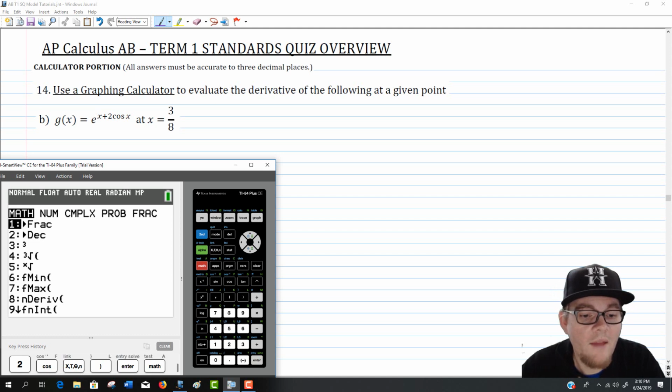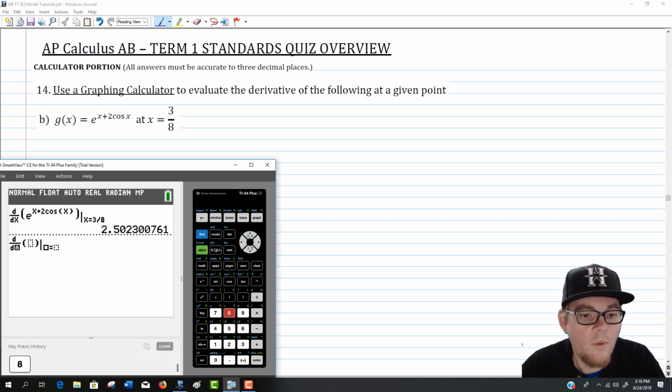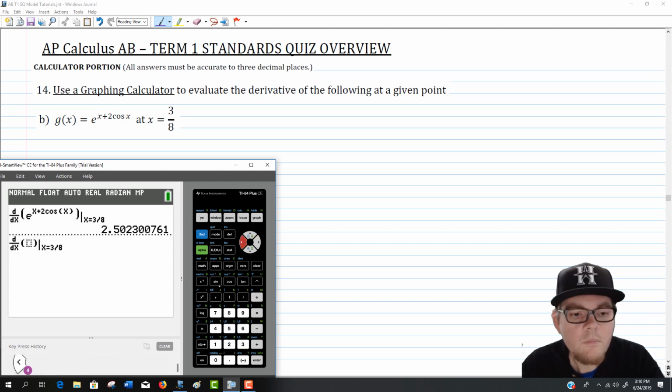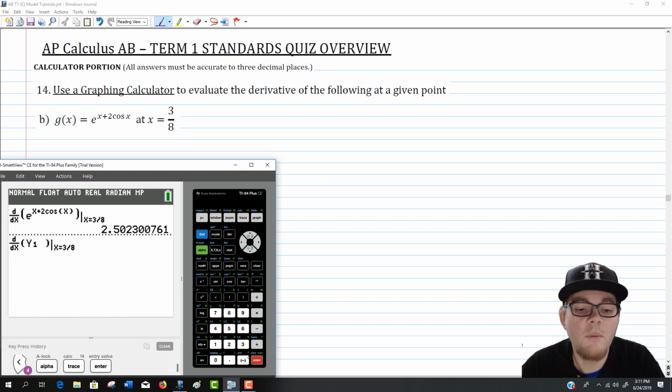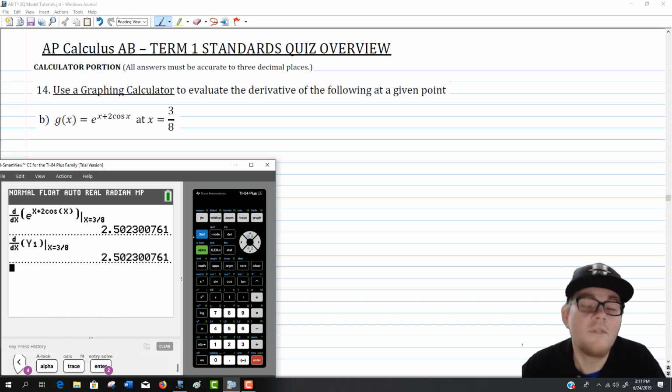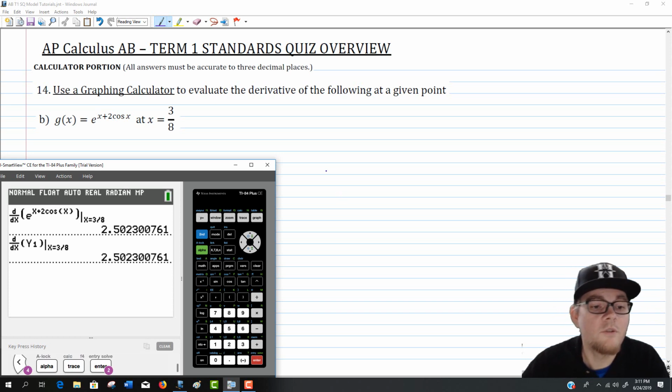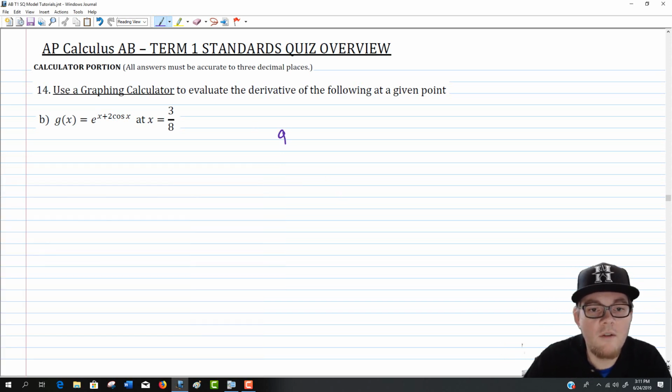So once again, if we go math and then we use 8, we tell it variable x, and that we want to do this at the 3/8's x value, we can actually go to alpha trace and select y1, and that will select the function that we put into the y variables before. And notice it gives us the exact same value we would have gotten before. So 2.502 is actually our value. So 2.502 is the slope we were looking for.